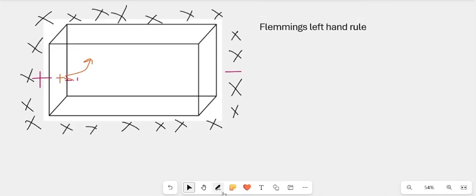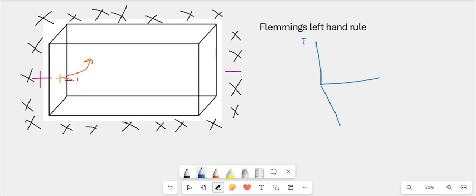Fleming's left hand rule says this is my force, this is my direction of magnetic field, and this is my current direction. You can remember it as FBI for your understanding. So this is the force, and all of them are 90 degrees to each other. Now we need to determine the direction of the force.